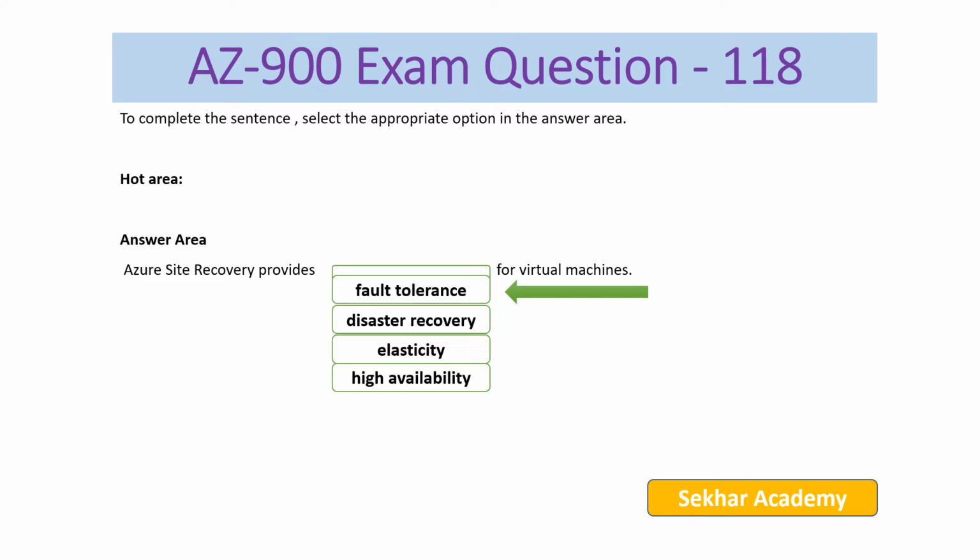Azure Site Recovery provides which service here? The right answer is disaster recovery, the best recovery service in Azure. Whenever we have any service outage or any failure, the disaster recovery will be of more benefit in the Azure Site Recovery plan.